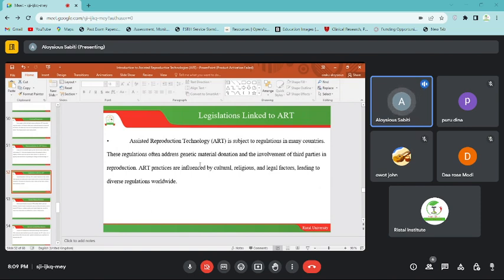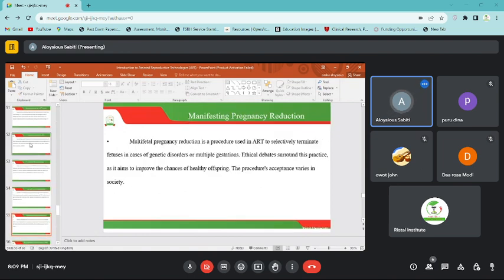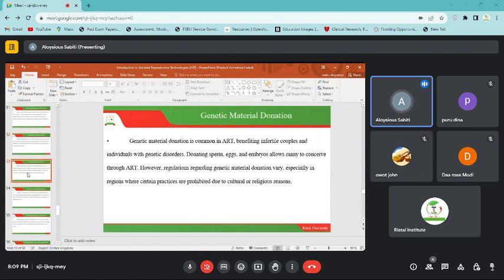So some of the legislations that have occurred and that are linked to ART. ART is subject to regulations in many countries. However, these regulations often address genetic material donations and the involvement of third parties in reproduction. So ART practices are influenced by cultural, religious, and legal factors, leading to diverse regulations. However, regulations differ from country to country.